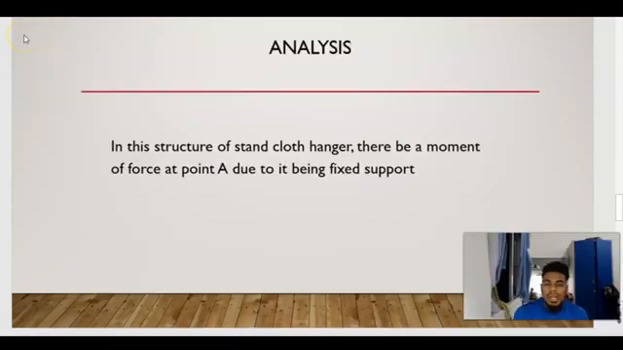Good morning, madam. My name is Vignesh Nair, son of Vijayan. My matric number is B092110084. Today I'm going to explain the analysis of our structure. The analysis of the structure: we have a stand of cloth hanger, and there is movement of force at point A due to a fixed support.